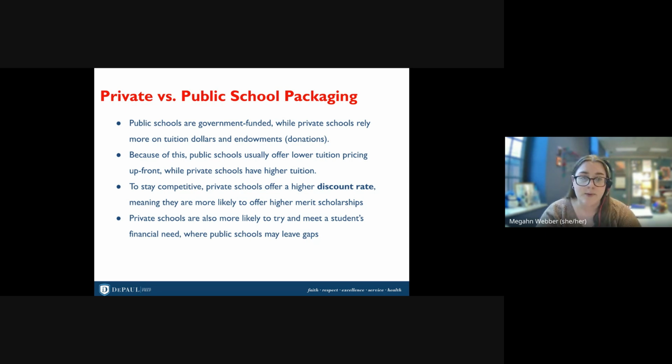Whereas with state schools, or public schools, sorry, they might leave more gaps in the cost for the family and the student just because their tuition is significantly lower. So they do have a little bit more flexibility to do that. Tony's going to give us some really good examples of what this looks like in practice with specific schools, schools that your students may even be considering. So I'll turn it over to him and we can get some more information as far as that goes.